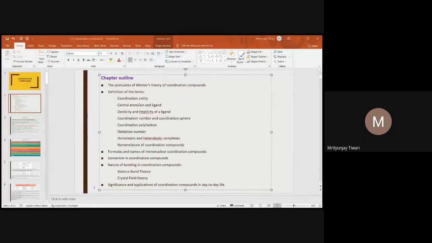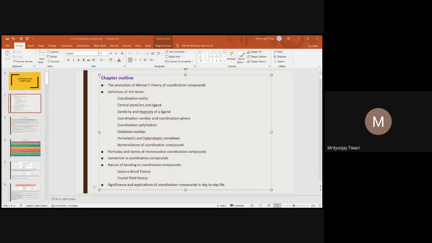So Werner proposed the term secondary valency for the number of groups bound directly to the metal ion. The secondary valency, which I have already explained, is now called the coordination number. In each of these complex examples, the secondary valency is 6: 2 plus 4, 2 plus 4, 1 plus 5, and 6 directly. And so the coordination number is also 6.